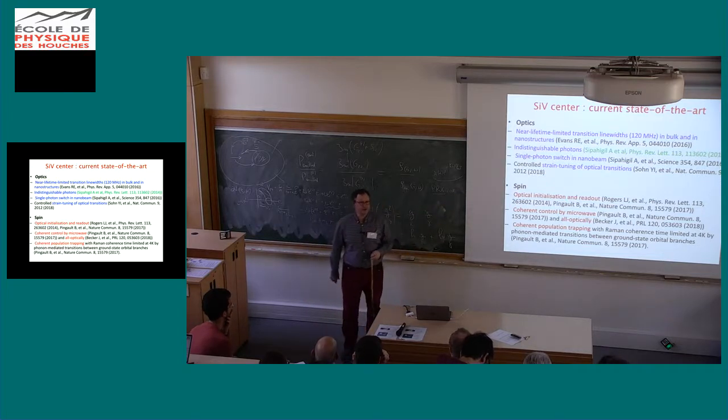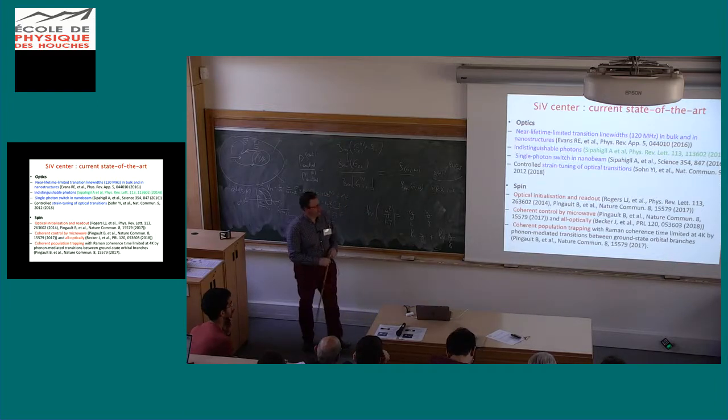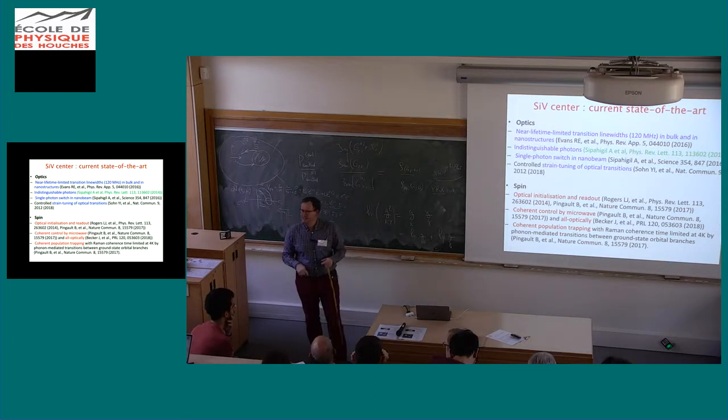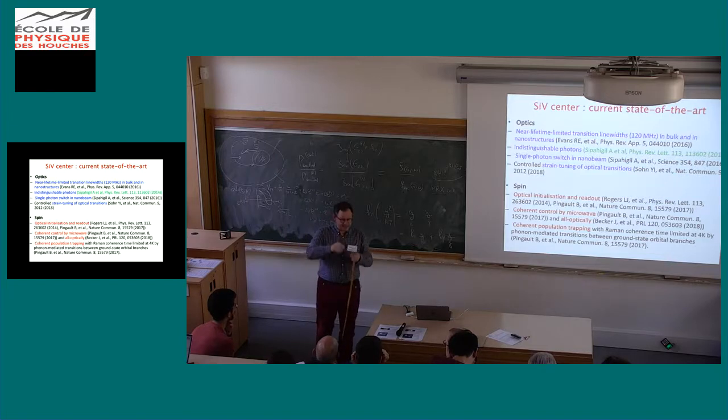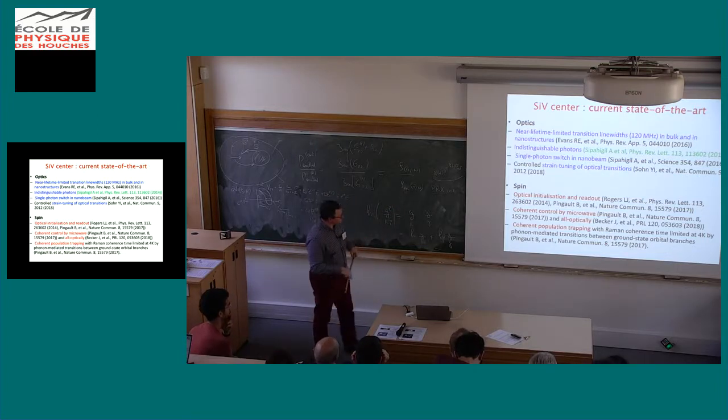And the controlled strain was applied in the following way. They used a cantilever. This was a collaboration between the group of Marko Loncar in Harvard and the group of Mete Atatüre in Cambridge, where they took a cantilever in diamond, and then they implanted silicon vacancy centers on that, and then by just bending the cantilever, they could measure how the transitions were modified by that.